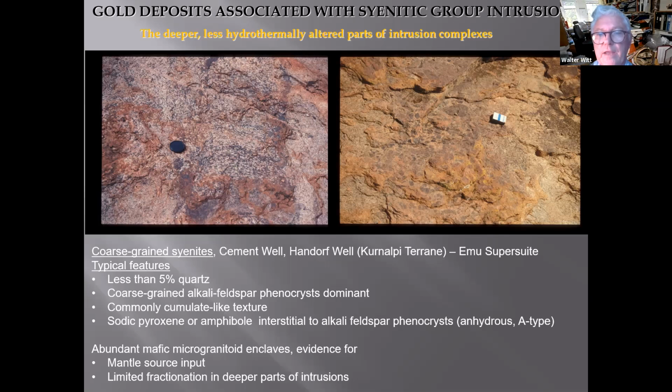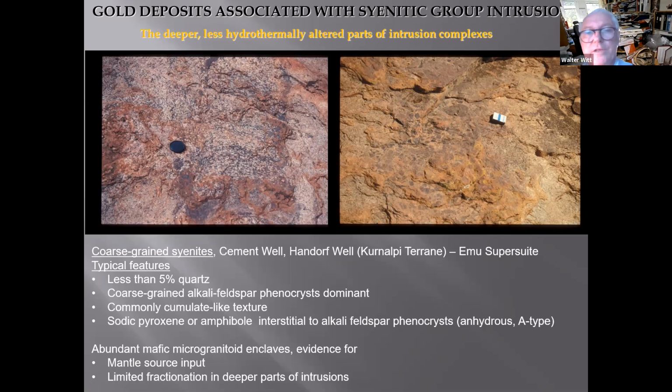On the right, the Handorf Well syenite contains abundant microgranitoid xenoliths, and these indicate a mantle source component for the syenites, and probably also indicate limited fractionation. Going back to the left-hand photograph, this pipe-like structure outlines the alkali feldspar phenocryst very well with the interstitial biotite, and it's very tempting to interpret this pipe-like structure as a gas or volatile escape structure.